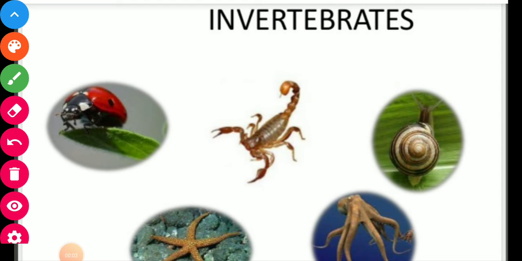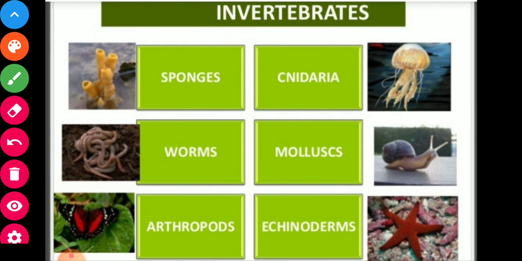Today's topic is invertebrates for class 11th biology. Here we will study about the organisms which are not having a vertebral column, and that's why they are called invertebrates. Under this, you will study the sponges, which are kept under Porifera, and Cnidaria, that is also called Coelenterata.